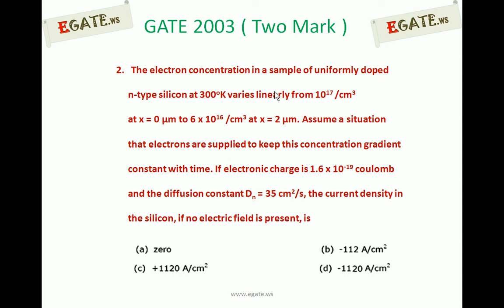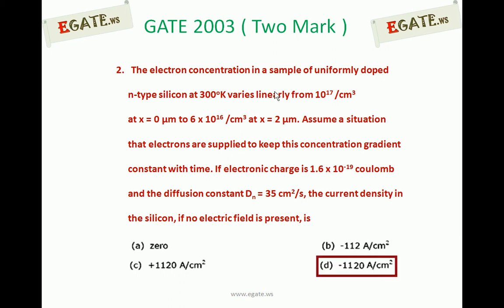If electron charge is 1.6 into 10 power minus 19 coulombs and diffusion constant of electron Dn is equal to 35 centimeter square per second, then the current density in the silicon if no electric field is present is: A) 0, B) minus 112 ampere per centimeter square, C) plus 1120 ampere per centimeter square, D) minus 1120 ampere per centimeter square. The correct answer for this question is D, minus 1120 ampere per centimeter square.